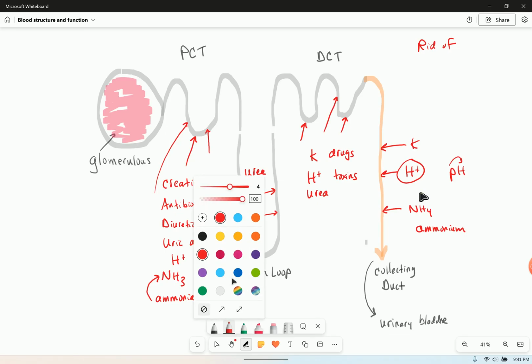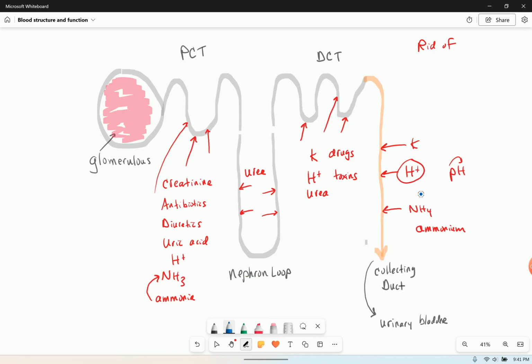And this is also an area where you're going to keep water. Okay, so water is drawn out of the tube there. Okay, on the next slide, we're actually going to look at what your body is going to keep.